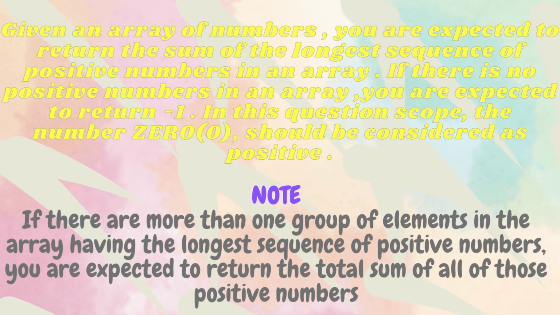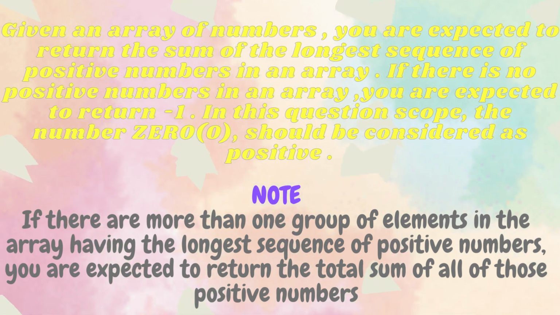Coming to the problem statement, you are given an array of numbers and you are expected to return the sum of the longest sequence of positive numbers in an array. If there are no positive numbers in the array, you are expected to return -1. In this question, the number 0 should be considered as positive. And note, if there is more than one group of elements in an array having the longest sequence of positive numbers, you are expected to return the total sum of all of those positive numbers.